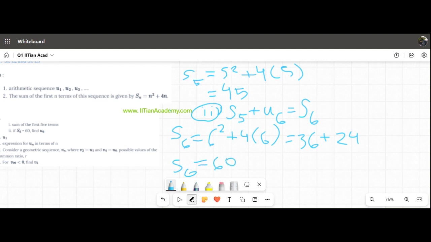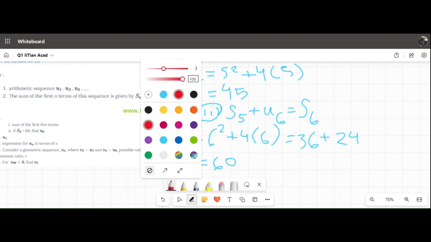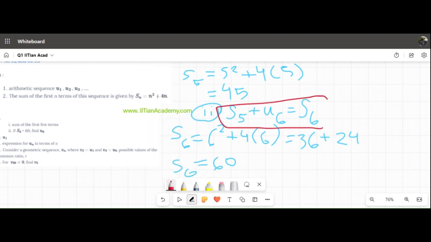So if we rearrange our equation above, we can find U6, or the 6th term in the arithmetic sequence, by doing the sum of the first 6 terms minus the sum of the first 5 terms. So that means our 6th term will be equal to 60 minus 45, or 15.